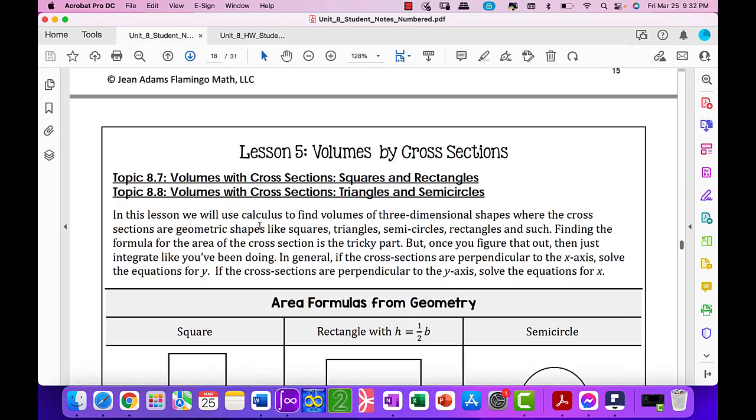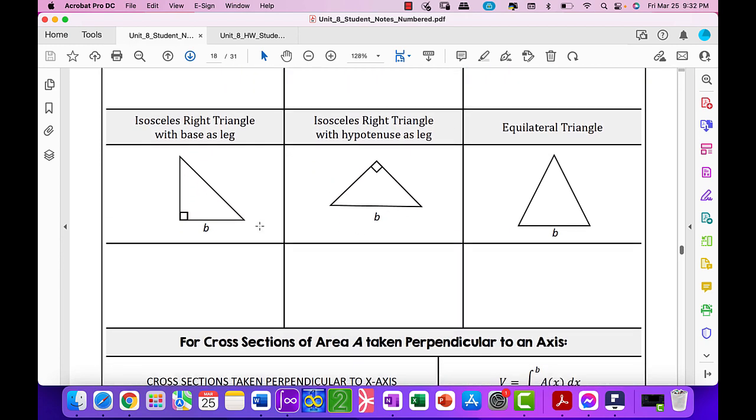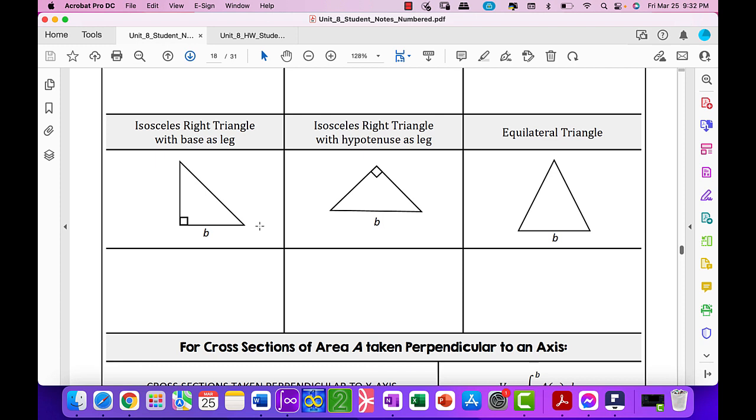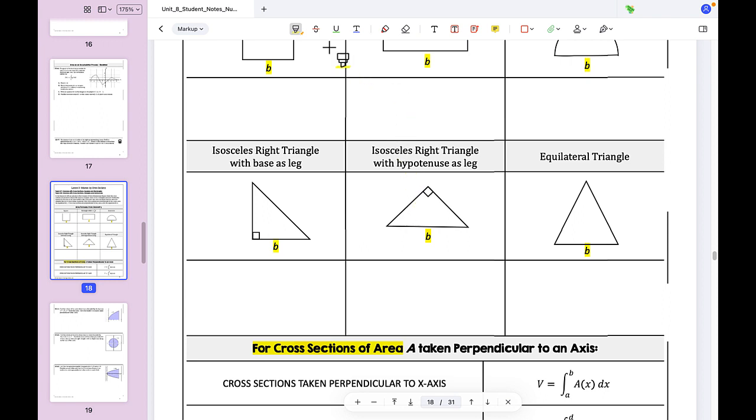In order to do that, we need to know some basic formulas. Most of them you're going to be fine with, but there are a couple, especially some of these triangle formulas, that we need to make sure we're familiar with. Okay. And for the purposes of our cross sections, instead of calling it a leg or a height, we're going to call it the base.